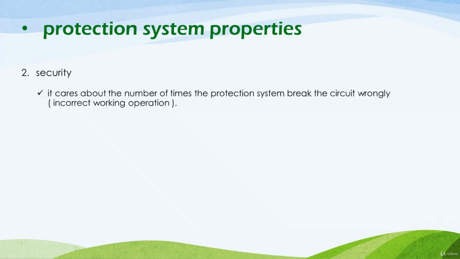Also, the second property we have is the system security, and the system security measures the number of times that the protection system breaks the circuit by mistake. So at that time we need to know how the protection system can work wrongly, or we care about the correct tripping times. And this is called the security of the system. So the more secure the system, the fewer wrong operations of the protection system. Or the more secure the system, the more right operations of the protection system to break the circuit.